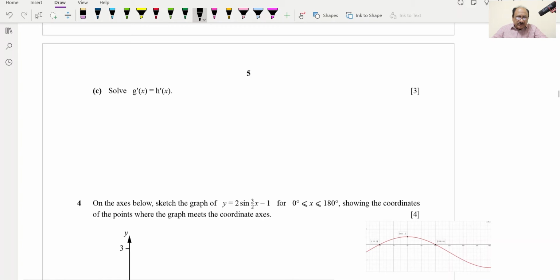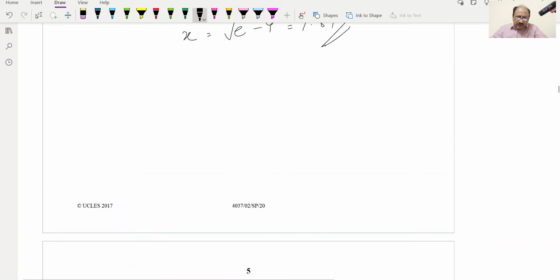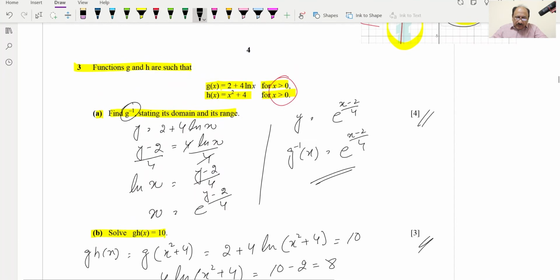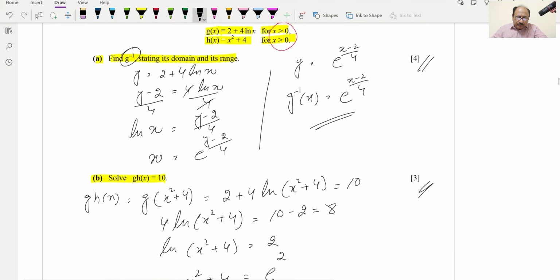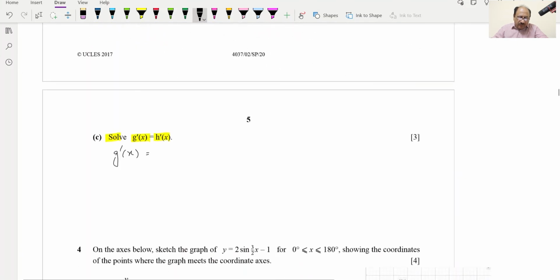Then next part, they are saying C part, solve g dash of x is equal to h dash of x. For this one we can find g dash of x, and g dash of x is what? Derivative of g of x, and g of x is over here. It is 2 plus 4 log x. Derivative of 2 is 0 and the derivative of log x is 1 over x, so 4 log x gives 4 over x.